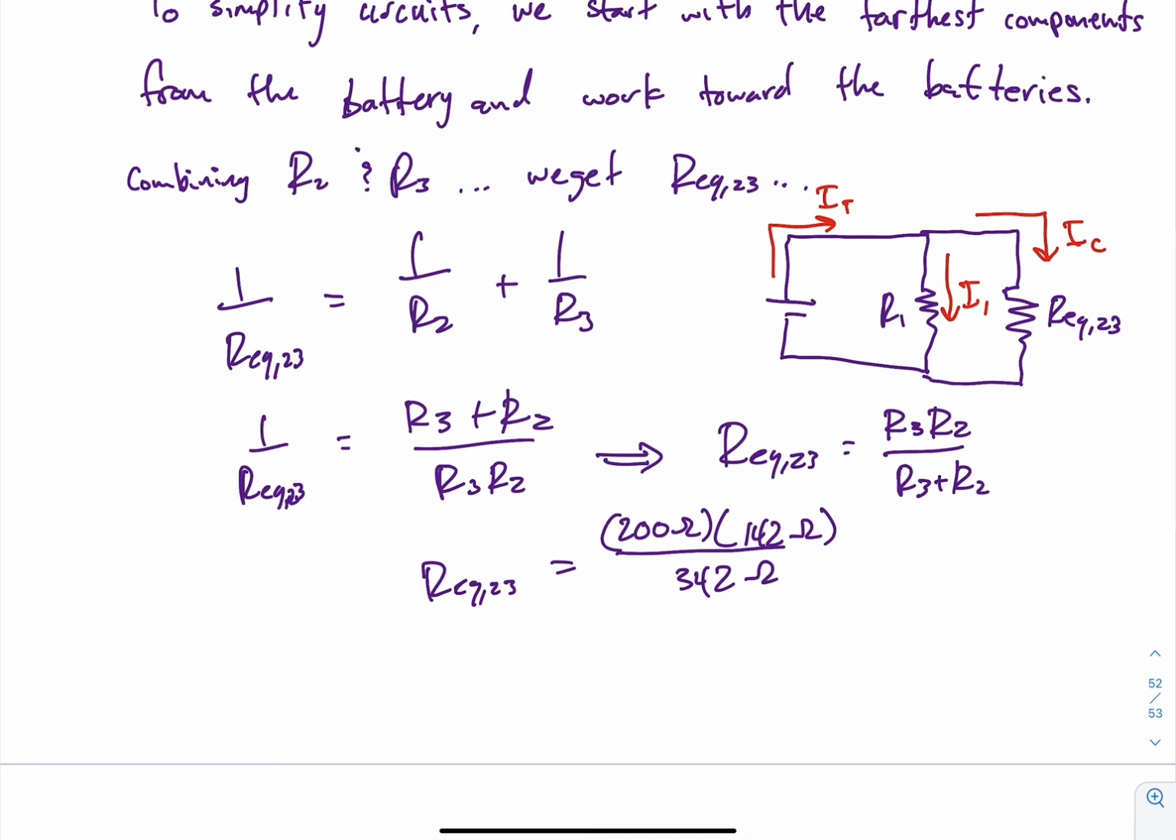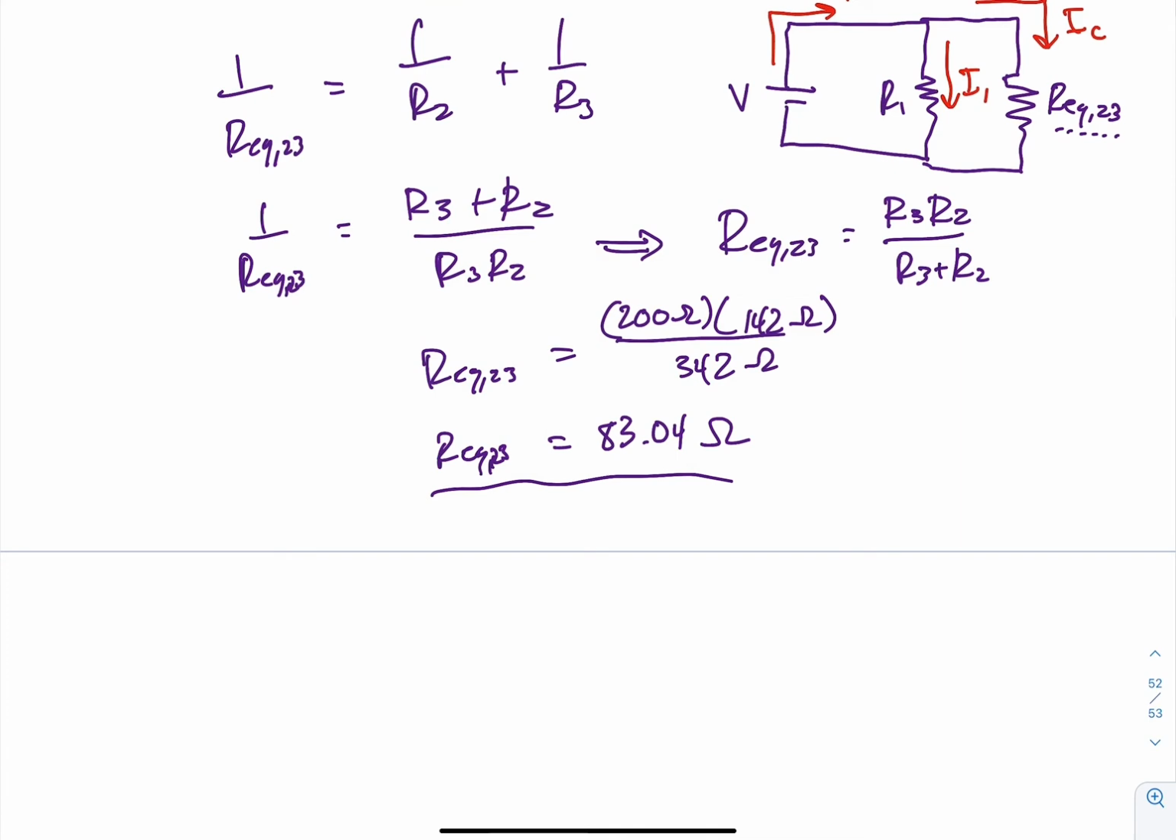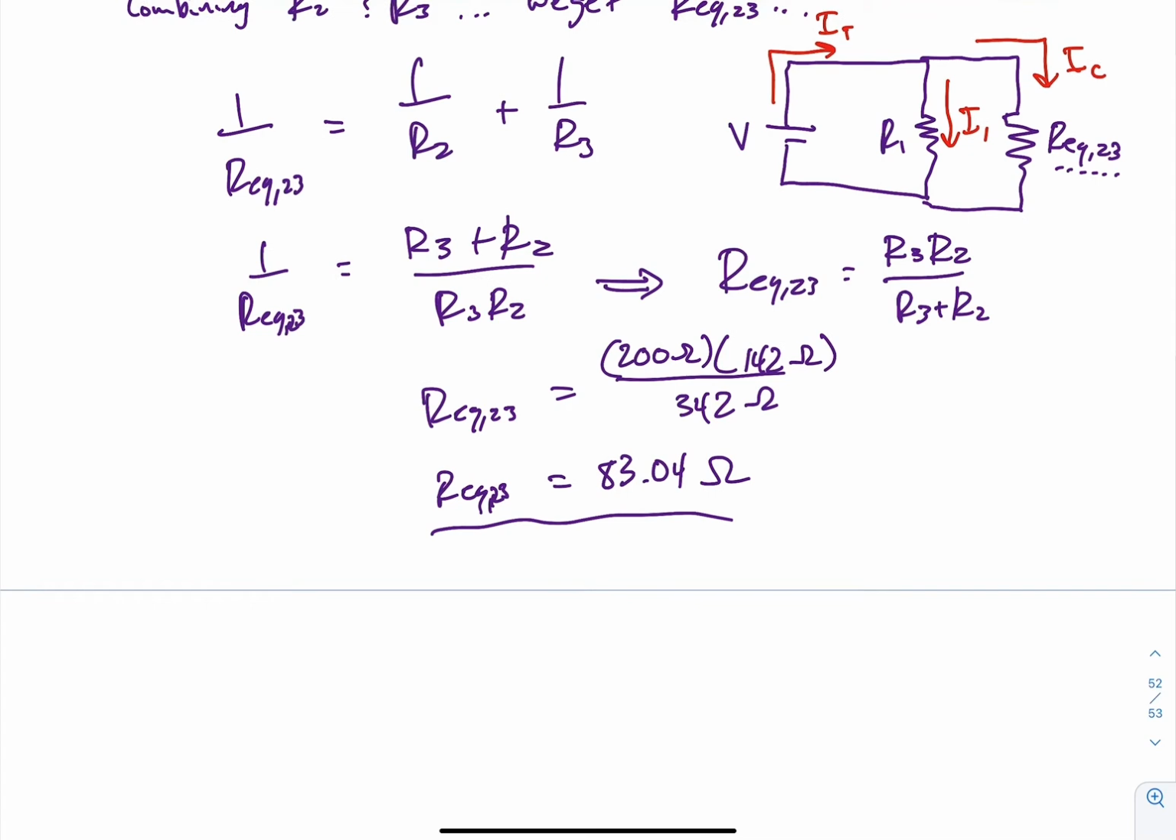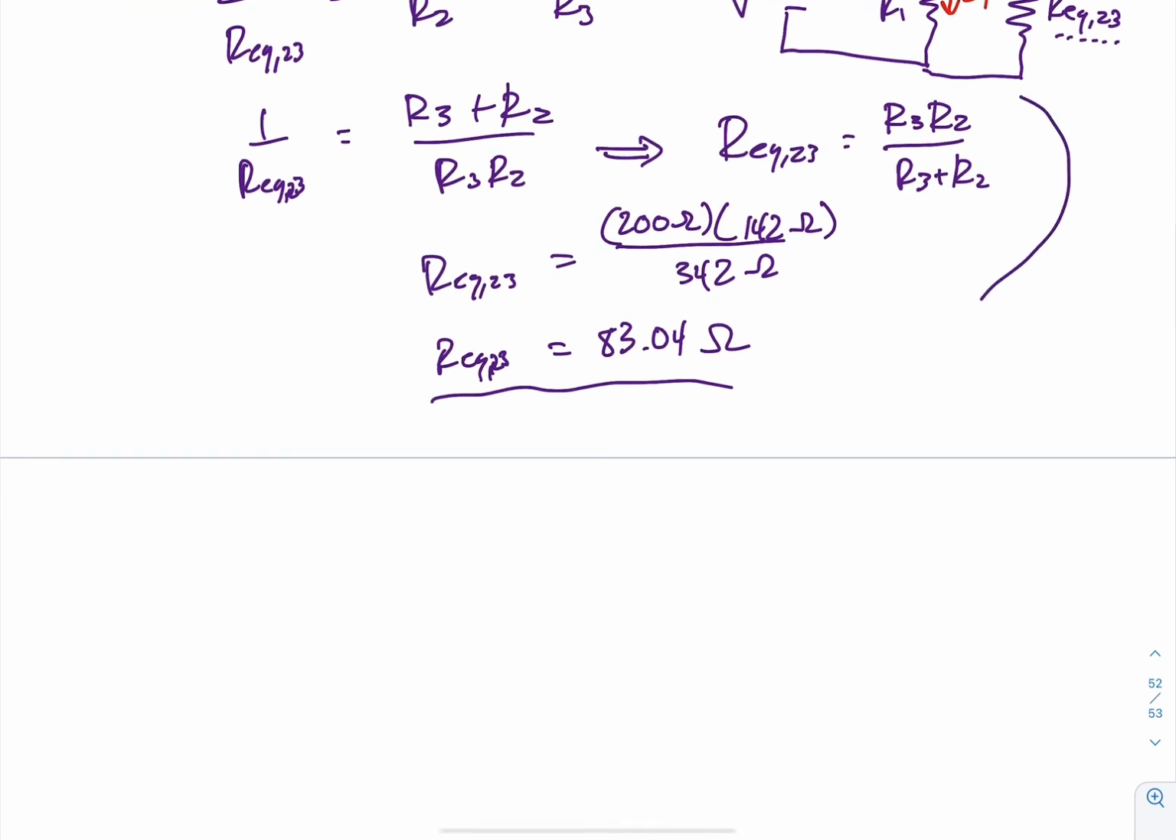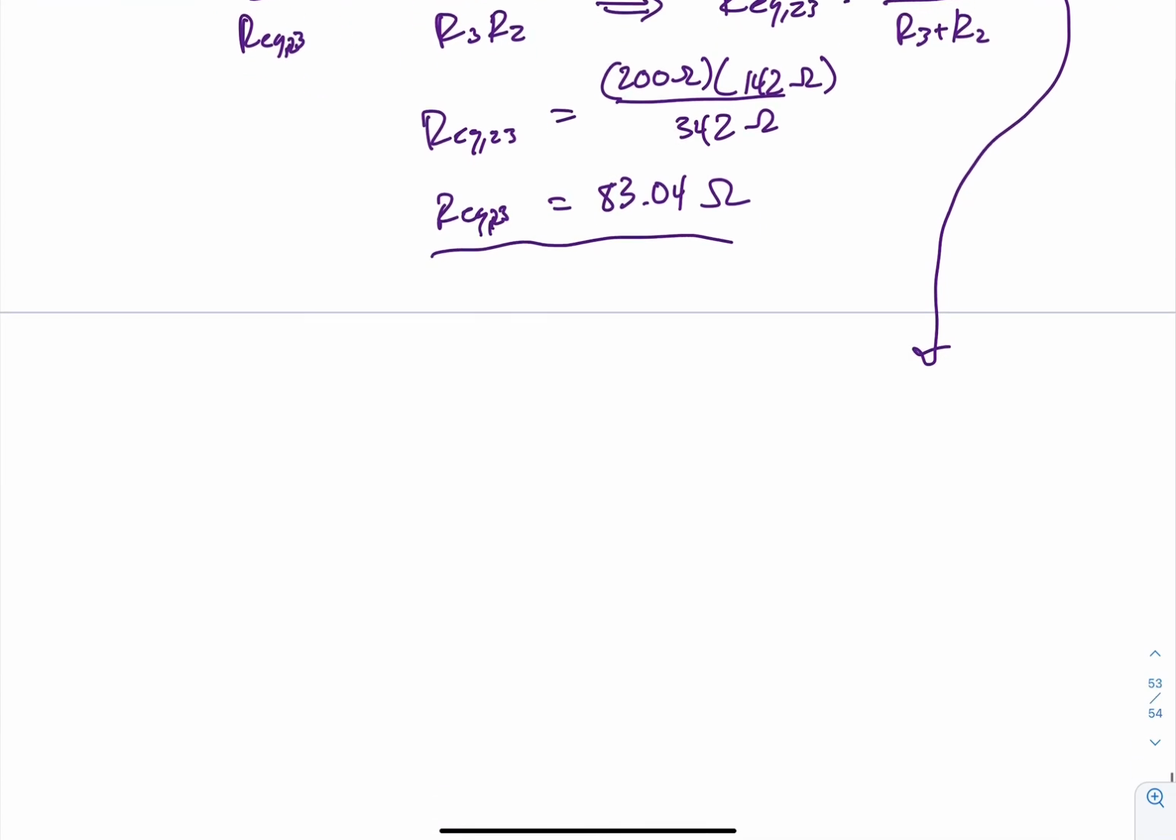So we would get 83.04 if you calculate this. And so that is the resistance for this picture at that point. But we're not done. We need to now simplify or combine R1 with that equivalent resistance. And they happen to be in parallel. And so we're taking this picture and we're combining R1 and R equivalent for 2 and 3 to get the total R equivalent for the circuit.